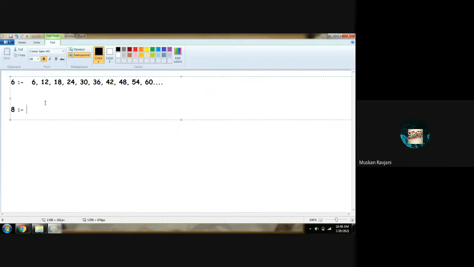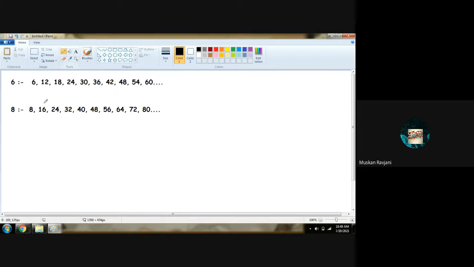Now 8. 8 ones are 8, 8 twos are 16, 8 threes are 24, 8 fours are 32, 8 fives are 40, 8 sixes are 48, 8 sevens are 56, 8 eights are 64, 8 nines are 72, 8 tens are 80.